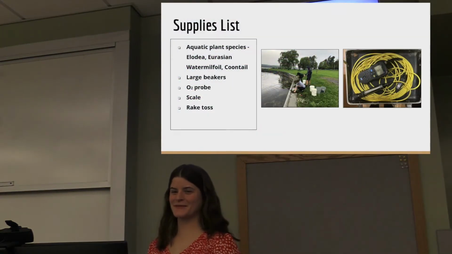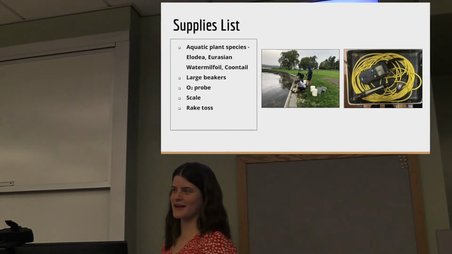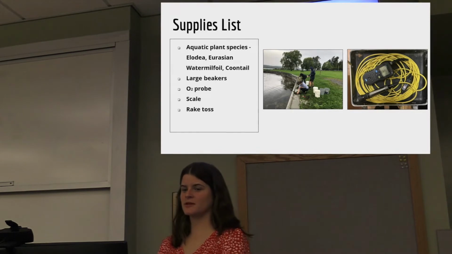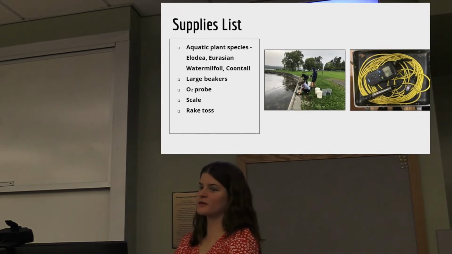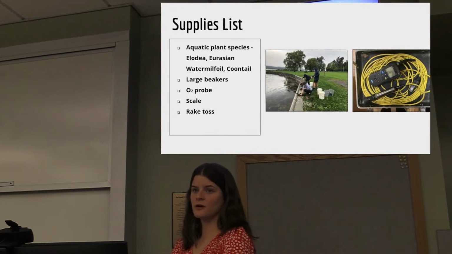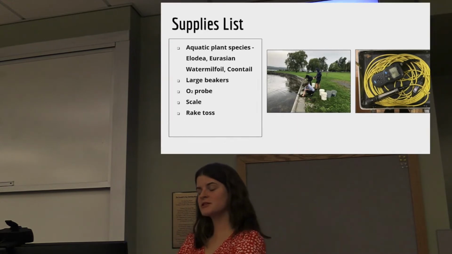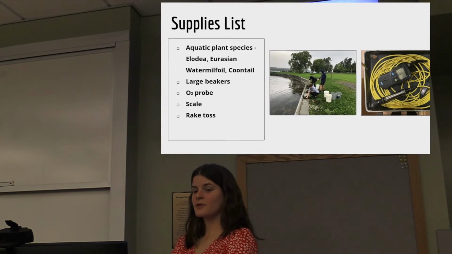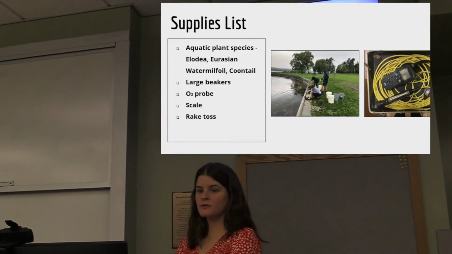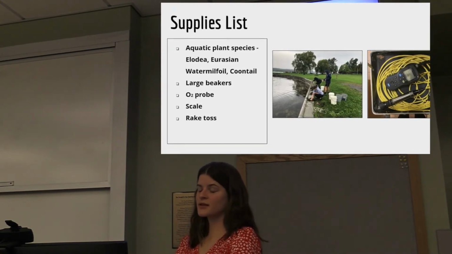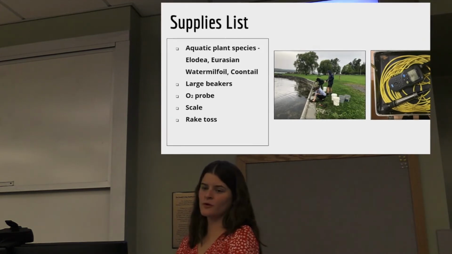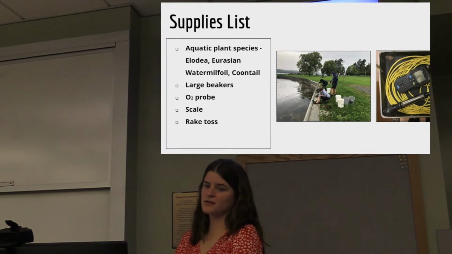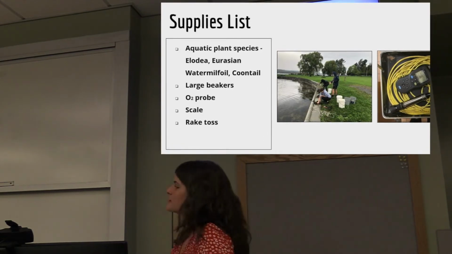So what I needed were the plant species, and I used Allodia, Eurasian water milfoil, and coontail, and I selected these species because they are very abundant in Cazenovia Lake, and also Eurasian water milfoil is an invasive species, so I wanted to see how an invasive species compared to a native species when they decompose. I needed beakers to put my plants in, a DO probe to measure the dissolved oxygen, a scale to weigh my plants, and a rake toss to collect my plants from Kaz Lake, which is pictured above.